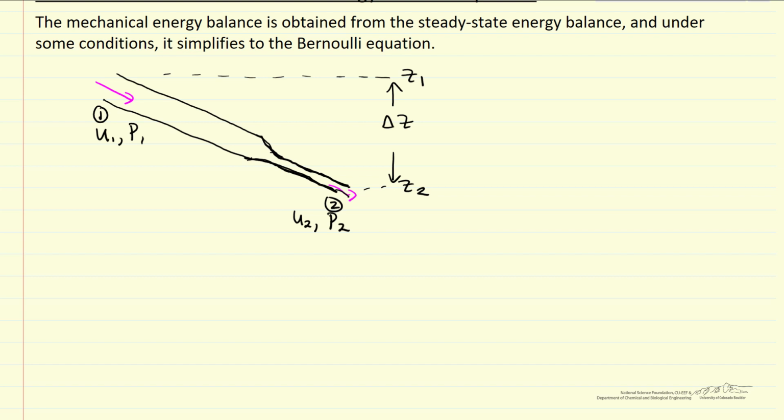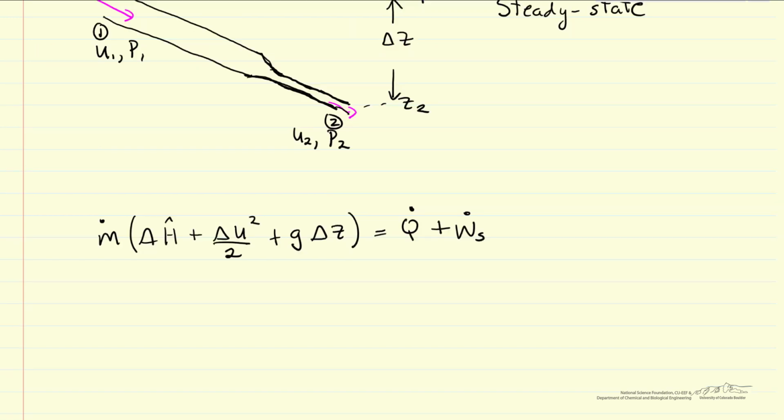So let me write down the general energy balance, the first law for a steady state system. And then let's look at how it simplifies. So here's the first law, and let's make all the terms clear. M dot, that's the mass flow rate. Delta H, change in enthalpy, the final enthalpy at 2 minus enthalpy at 1. And this just means that this is a specific enthalpy, so this would be joules per kilogram, for example.